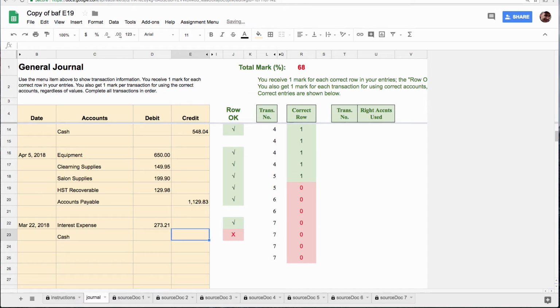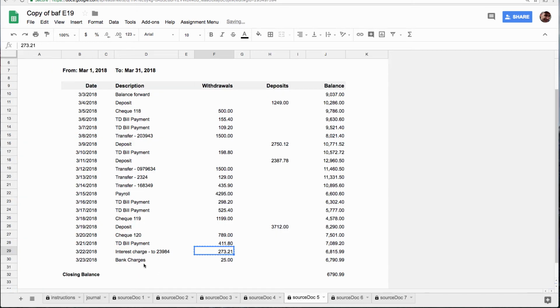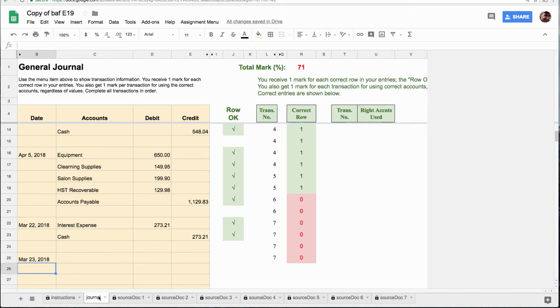Cash does not mean paper currency. Not that ours is paper anymore either. But it means cash. And the next one was March 23rd, and it was simply just bank fees, $25. So that would be a bank fees expense. And again, it's coming out of our bank account, so that's cash of $25. And that's how you deal with source document 5, the bank statement.